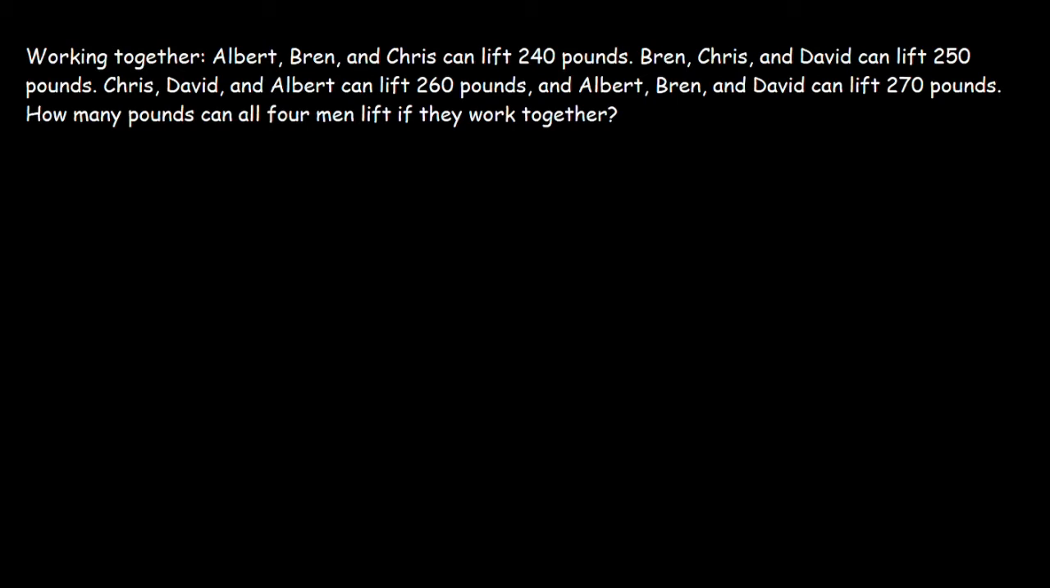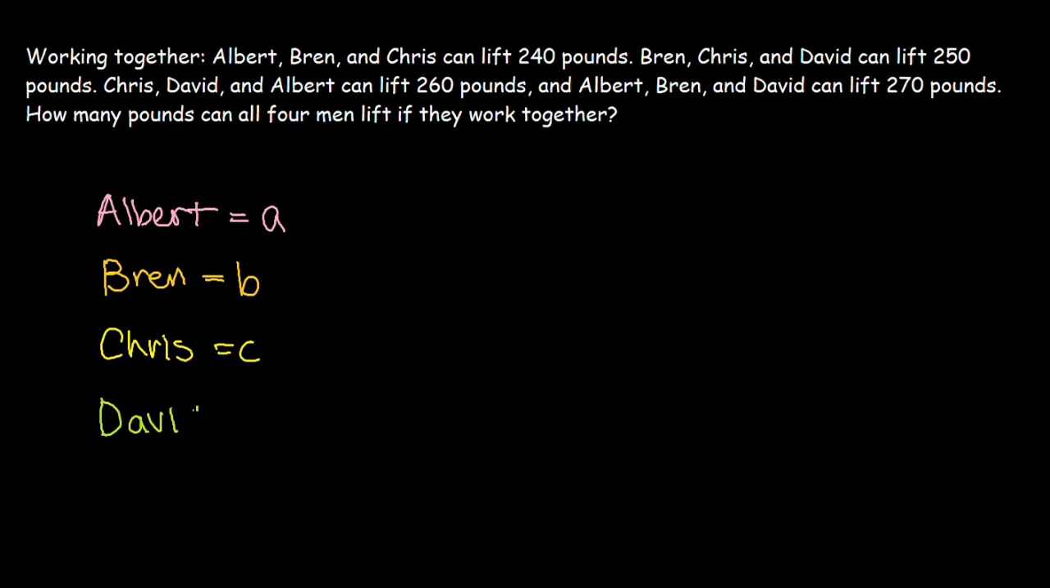So whenever you solve any system of equation problems, you always want to first set up a variable. So I'm going to start with Albert. I'm going to represent the amount of work he can do as A. And then Brent as B. And remember, you can use any alphabets or any variables. Chris as C. And finally, David as D. So always remember the first step of solving system of equation problems is setting up variables.